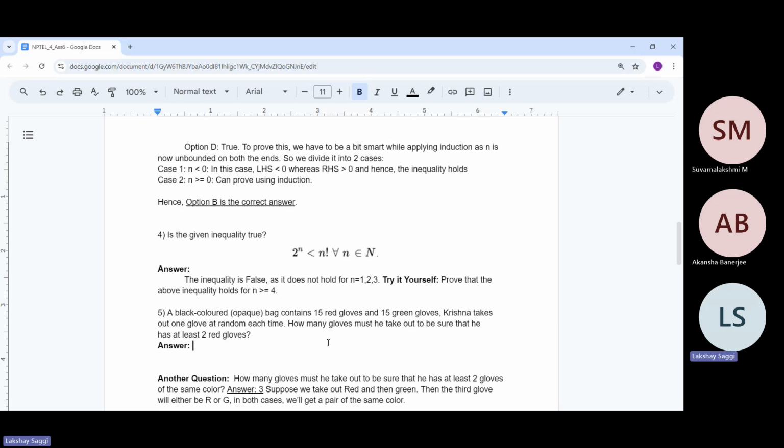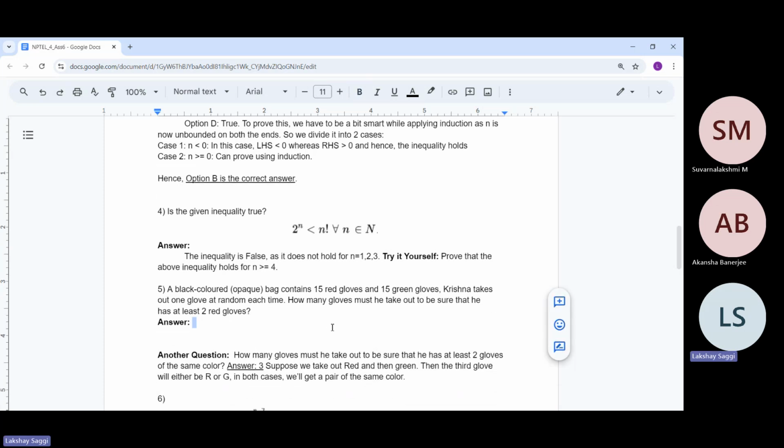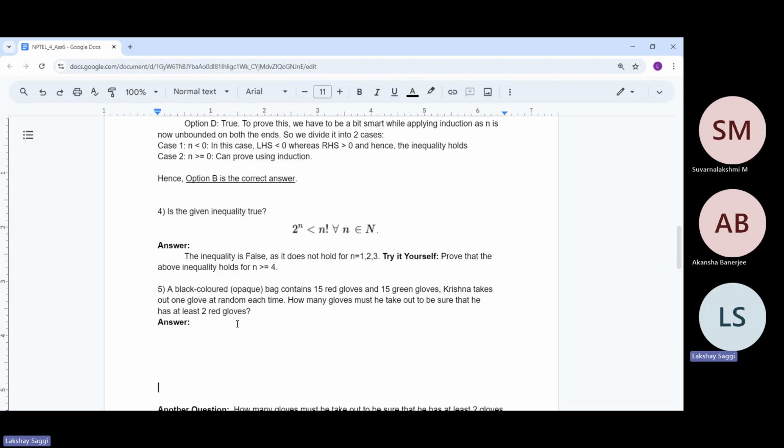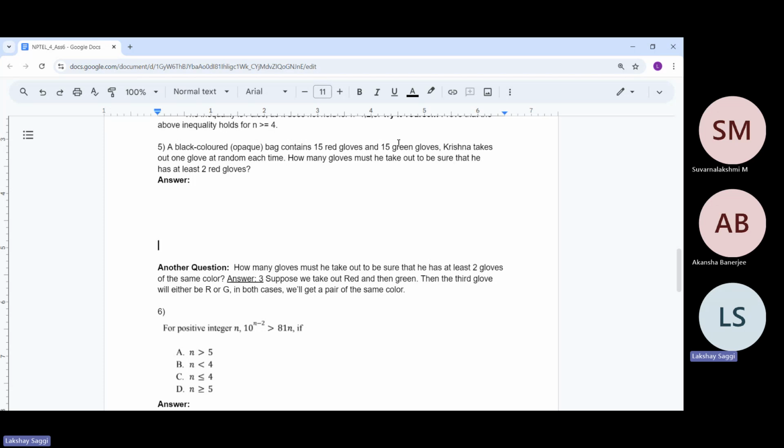Okay, so now maybe move on to the fifth question. The fifth question says that a black colored opaque bag contains 15 red gloves and 15 green gloves. Krishna takes out one glove at random each time. How many gloves must he take out to be sure that he has at least two red gloves?